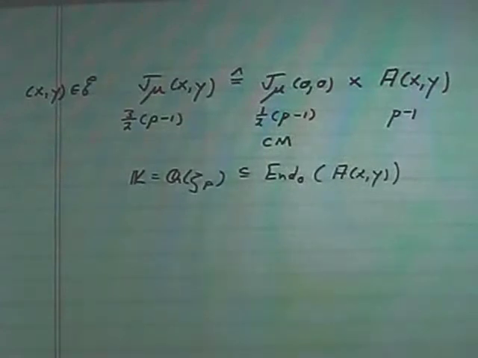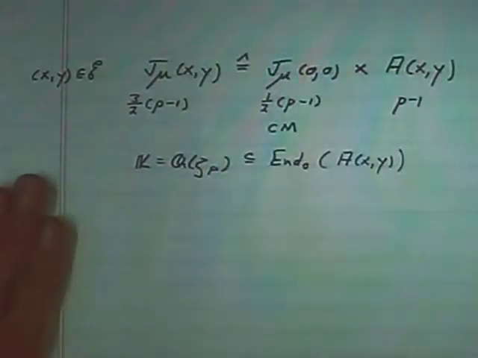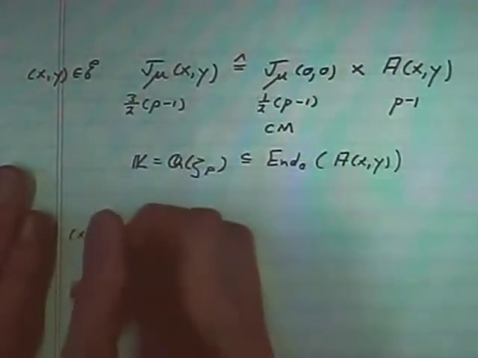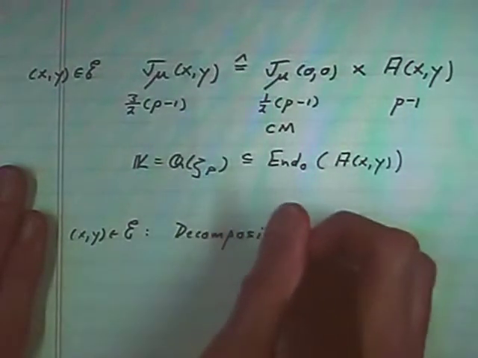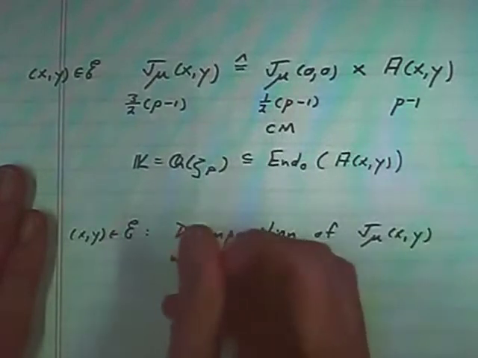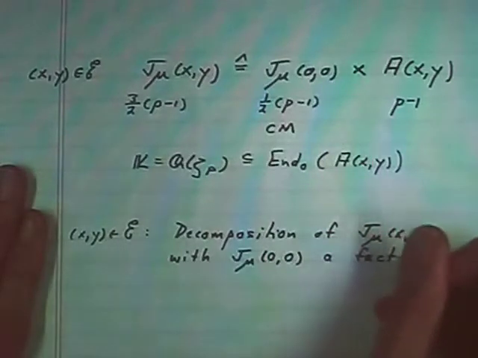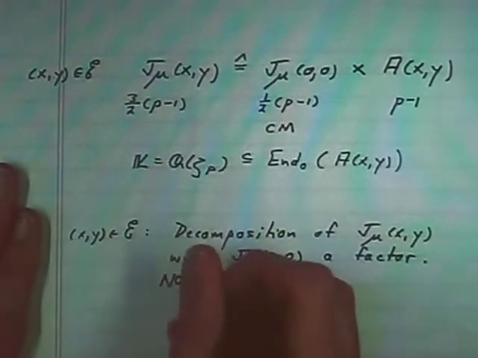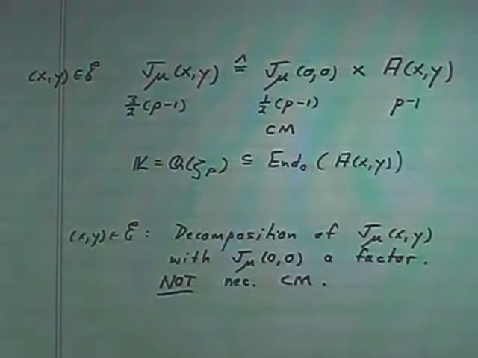So what you're led to now is, I'm writing again what I've got up here, corresponds to a decomposition, up to isogeny of course, of J mu (x,y) with J mu (0,0) a factor, but not necessarily CM. Okay, so this is an additional difficulty. So we have to look at what we've got.